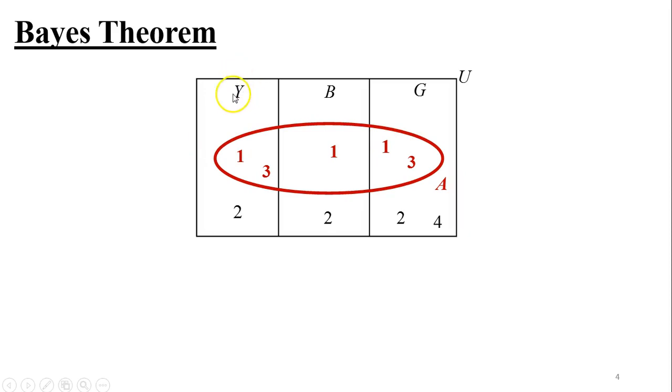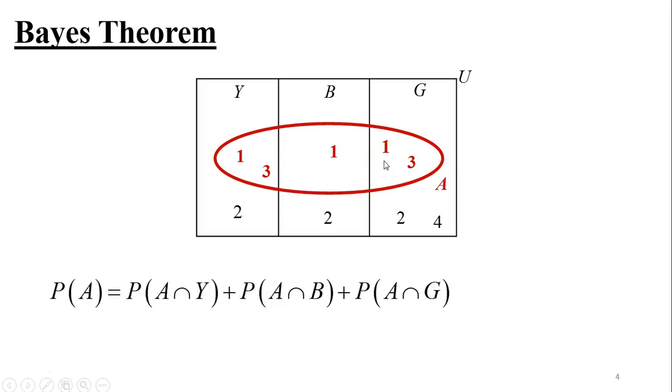So for the yellow balls, we have three balls numbered 1, 2, 3. For the blue, we have 1 and 2. And for the green, we have 1, 2, 3, 4. Okay, so for the yellow balls, how many of them hold an odd number? In other words, what's the intersection of A and Y? It's 1 and 3. What's the intersection of A and B? It's 1. What's the intersection of A and G? It's the set 1 and 3.